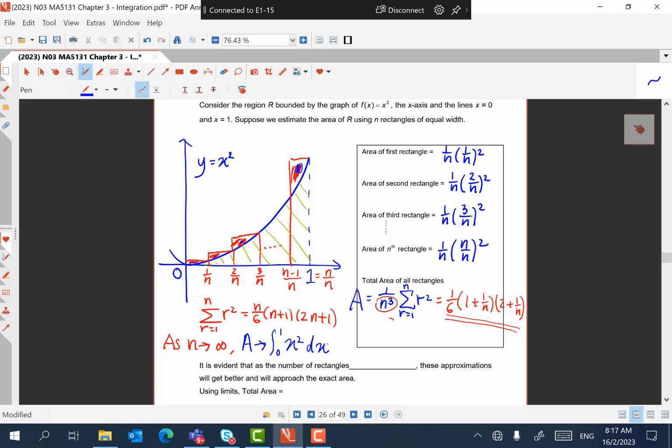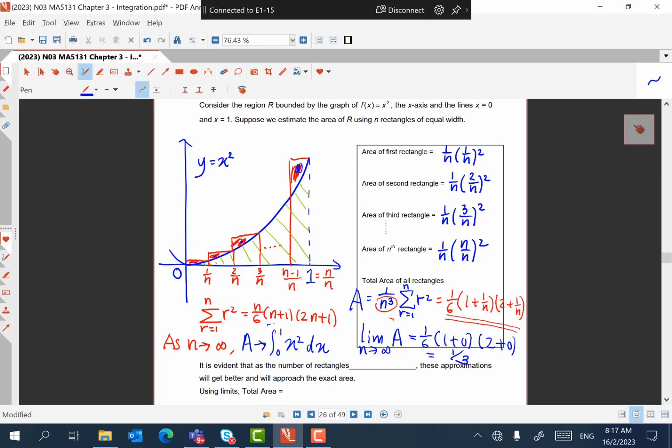And let's check things out again. As n goes to infinity, sometimes you can write it this way. As n goes to infinity, A goes towards 1/6 times (1 plus 0)(2 plus 0), and you get exactly 1/3. And you realize that this 1/3 tallies with what you have done previously.